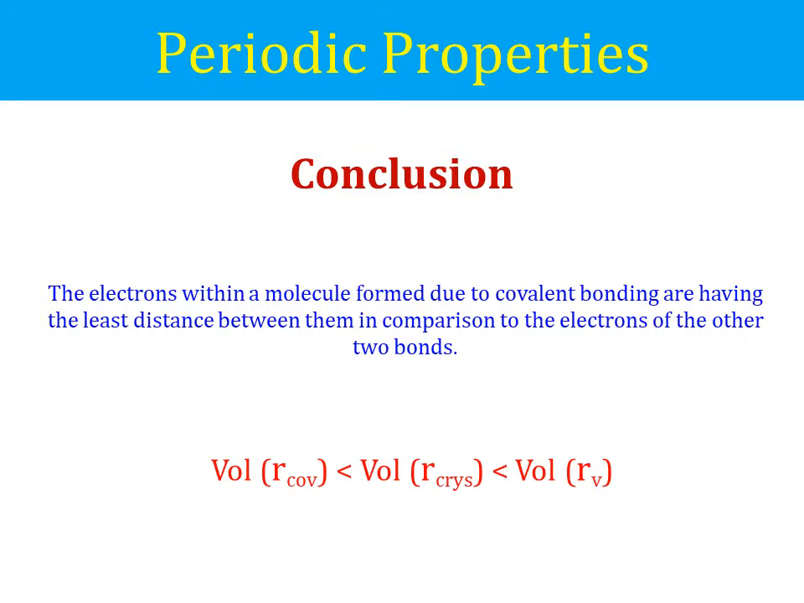Volume: the covalent radii have the least volume, followed by the crystal radii volume, which is less than the van der Waals radii volume.